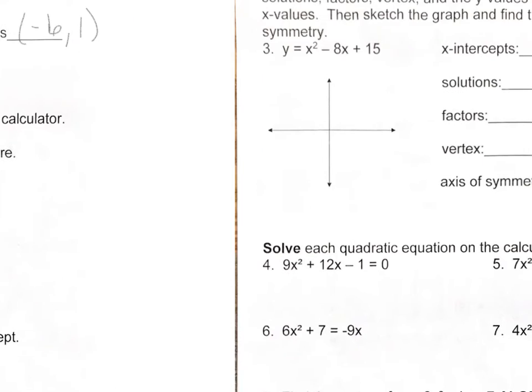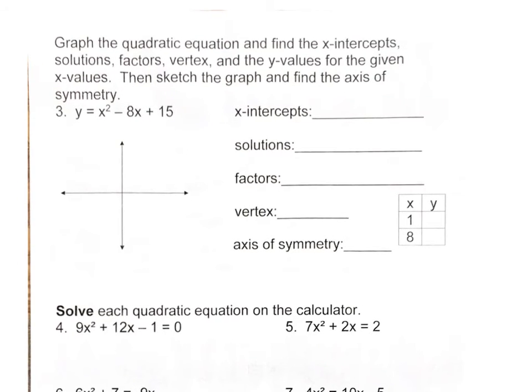All right, let's go to the back. So if we go to the back, here we go. It says graph the quadratic equations and find the x-axis or x-intercept, solutions, factors, vertex, and y values for the given x values. Then sketch the graph and find the axis of symmetry. Man, they're wanting us to do everything that we know. So let's have a little fun here.